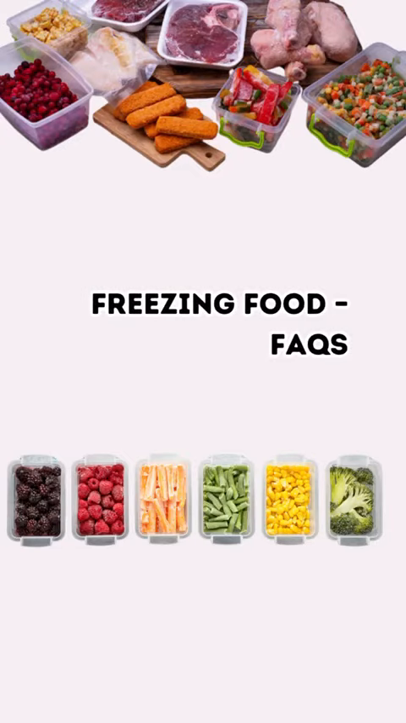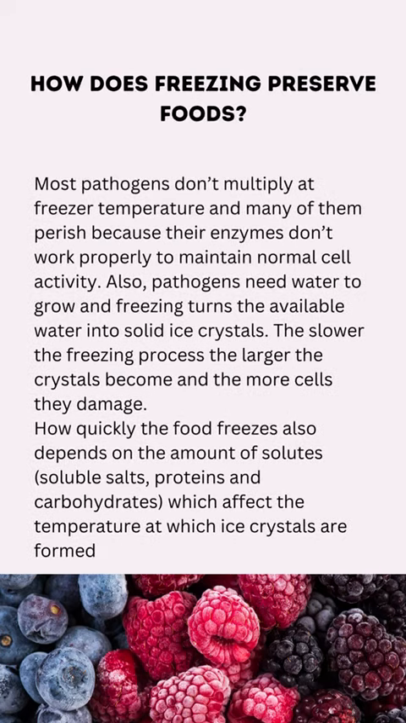Freezing food, FAQs. How does freezing preserve foods? Most pathogens don't multiply at freezer temperature and many of them perish because their enzymes don't work properly to maintain normal cell activity. Also, pathogens need water to grow and freezing turns the available water into solid ice crystals. The slower the freezing process, the larger the crystals become and the more cells they damage. How quickly the food freezes also depends on the amount of solutes, soluble salts, proteins and carbohydrates, which affect the temperature at which ice crystals are formed.